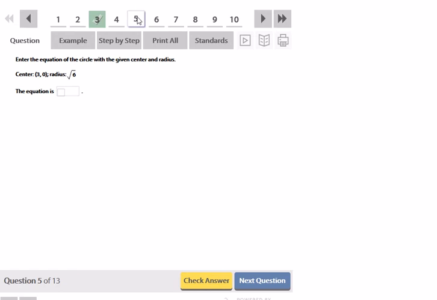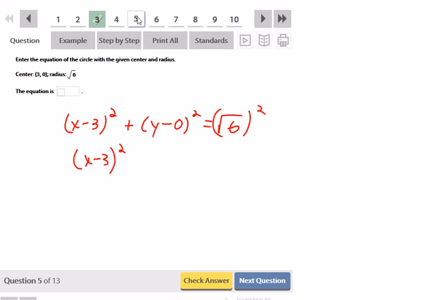Okay, same thing here. So this is going to be then x minus 3 squared plus y minus 0 squared is equal to square root of 6 squared. The x minus 3 squared stays the same, but y minus 0 is just y, so this will become y squared, and square root of 6 squared is just 6. A square cancels out a square root.